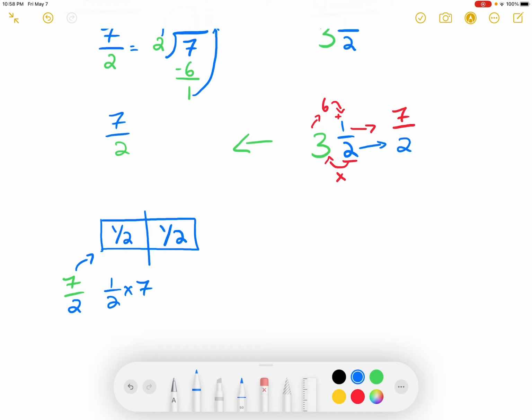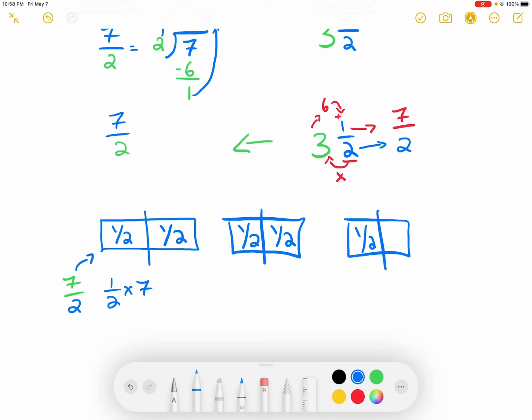So that's 1/2. Those are 2 halves. We do it again. There are 3 halves. Those are 4 halves. That's 5 halves, or 5 1/2s. That's 6 1/2s. And I can't just draw one more to make it 7. I have to have equal groups. So here's 7 halves, okay? So these are 1, 2, 3, 4, 5, 6, 7 halves.